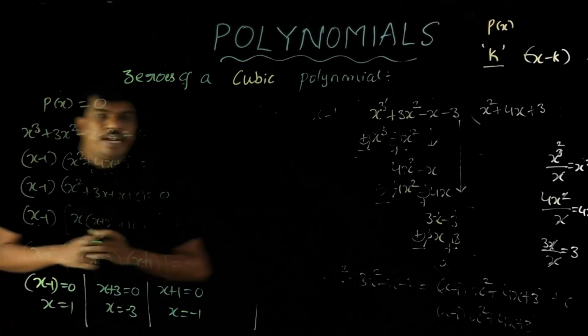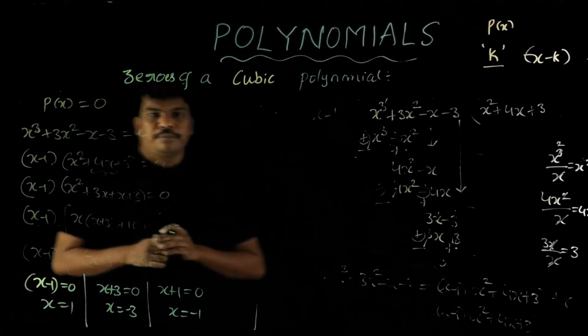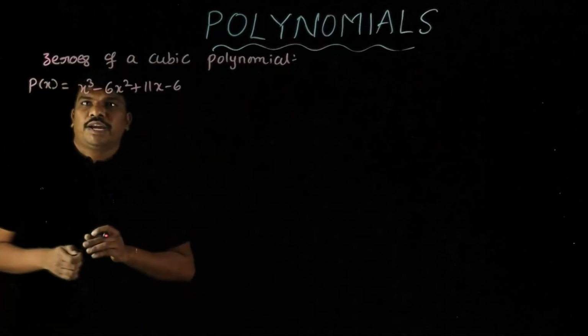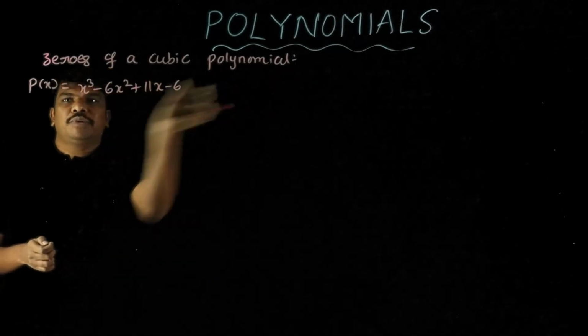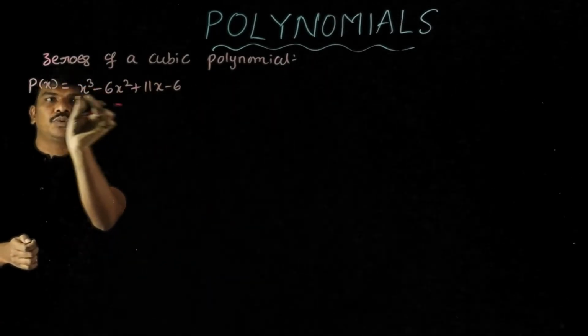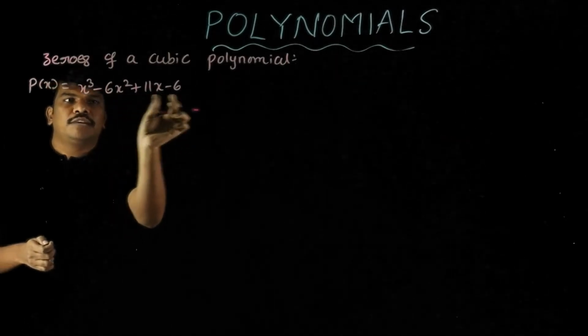In this way, we find the zeros of the cubic polynomial. Now, we are going to find the zeros of a cubic polynomial p of x is equal to x cube minus 6x square plus 11x minus 6.